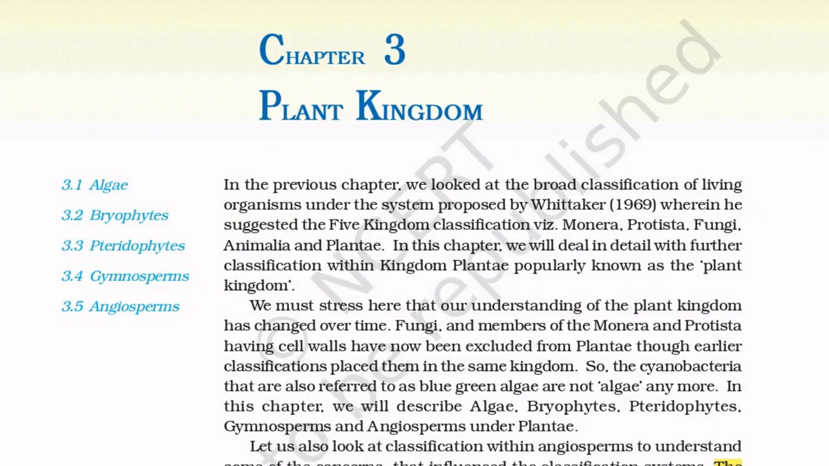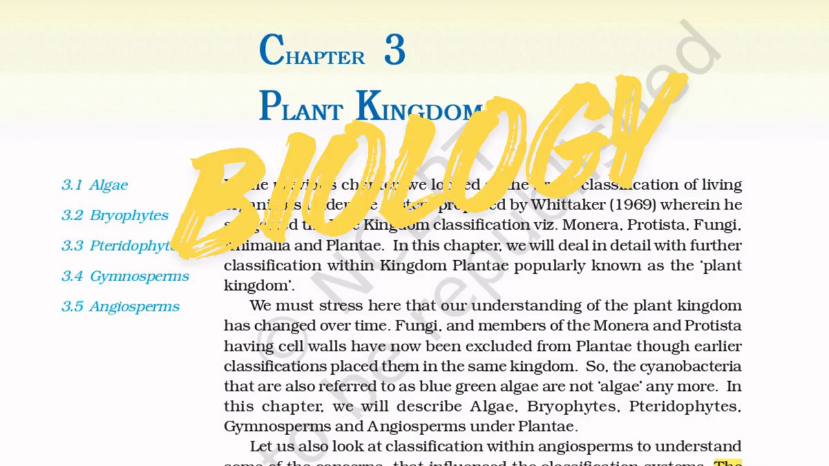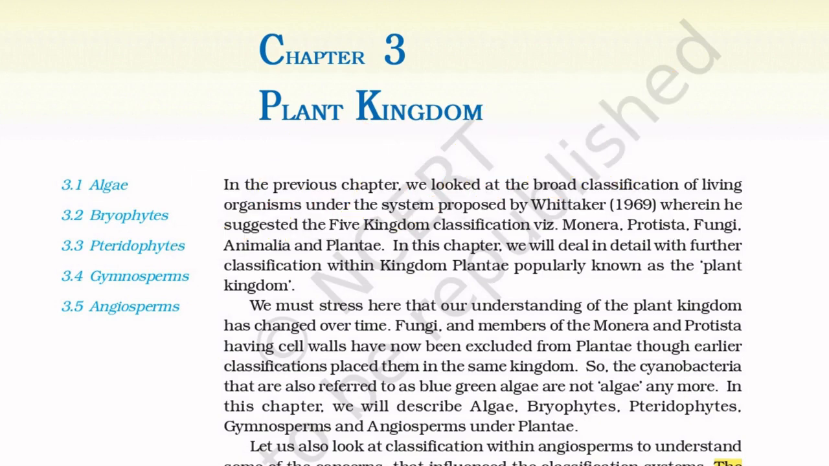Chapter 3 Plant Kingdom. In the previous chapter, we looked at the broad classification of living organisms under the system proposed by Whittaker in 1969, wherein he suggested the 5-kingdom classification, namely Monera, Protista, Fungi, Animalia, and Plantae. In this chapter, we will deal in detail with further classification within kingdom Plantae, popularly known as the plant kingdom.